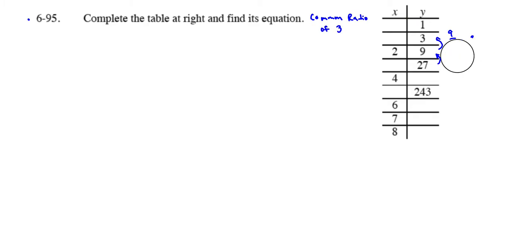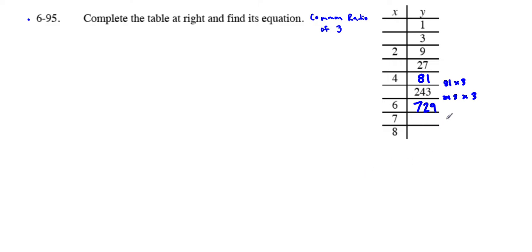So what that means is this is possibly a geometric number pattern, which means that it's going to be exponential growth. So if our common ratio is 3, we're thinking about exponential growth, which means that as we go up, 27 times 3 gives us 81. 81 times 3 gives us 243. 243 times 3 is going to give us 729.